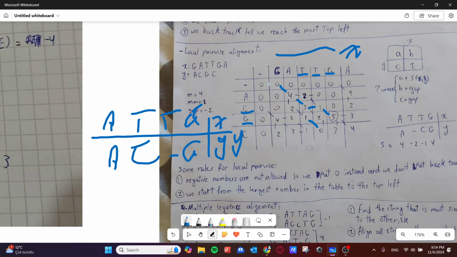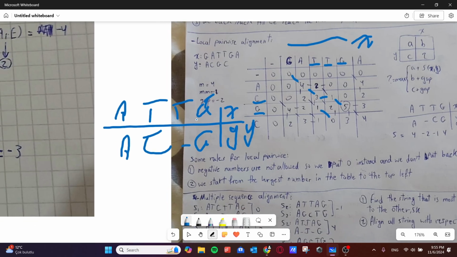So here, if it was a global alignment, I would take this because it's connected. But because it's local, local are not connected. Even these are not connected here, only in the global.